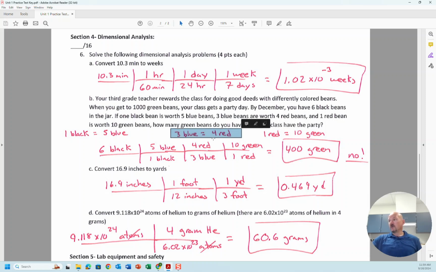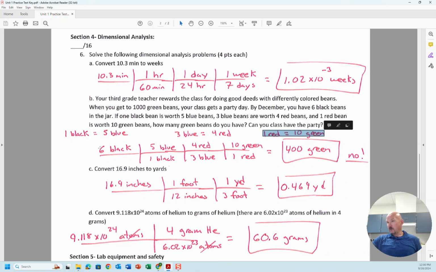So since I have blue on top, I'm going to put this part of the equality on the bottom and this part of the equality on the top. This ensures that blue cancels out, and then I'm left with red. And then I'll use this equality to cancel out red and get to green. And so that would be the setup.